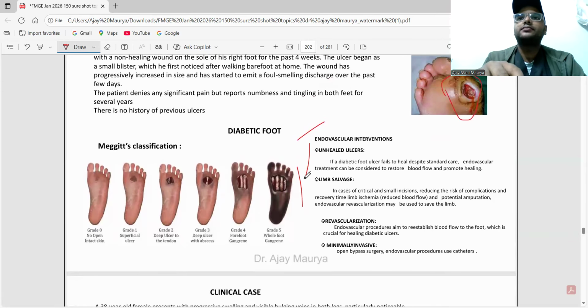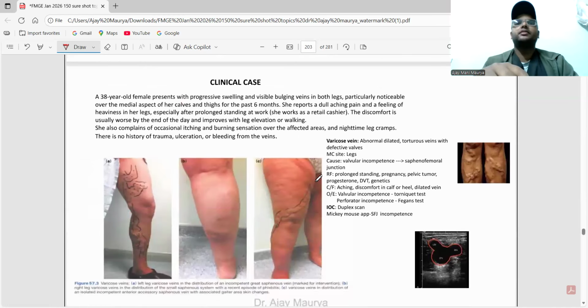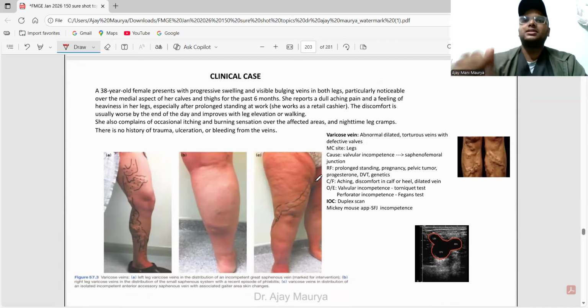Okay, so here, next one, this is the case of the varicose vein. In the examination, guys, they are going to ask what these veins are. It's very simple. See this one, guys. This is a left varicose vein in the distribution of an incompetent great saphenous vein.